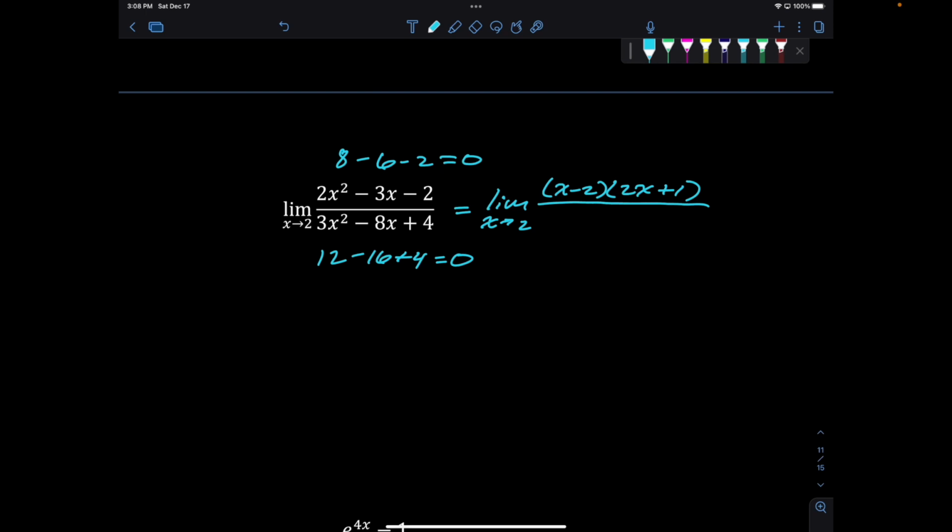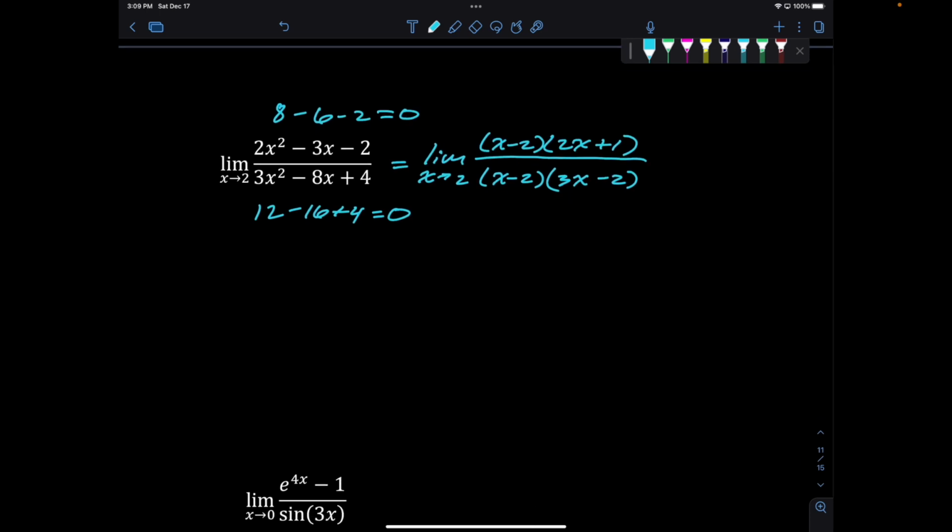And then I also know x minus 2 should be a factor of the denominator, which means I would need a 3x to get up to 3x squared, and I would need another minus 2 to get a 4 for my constant. So I can cancel those. So this will give me the limit as x approaches 2 of (2x plus 1) over (3x minus 2), which will be, by substitution, 5 over 4. I think that's the value of the limit.